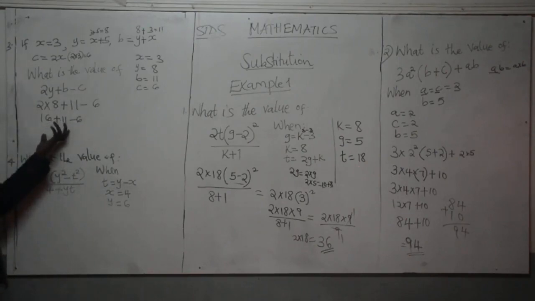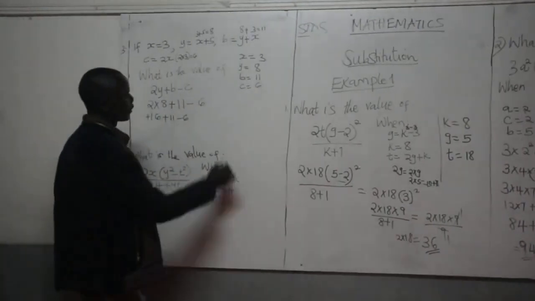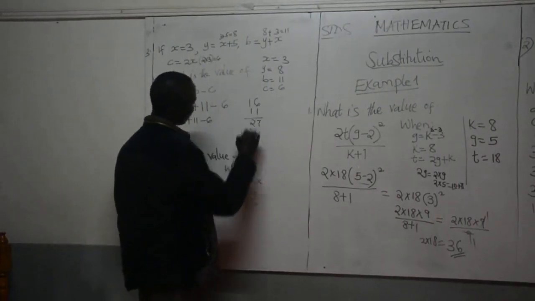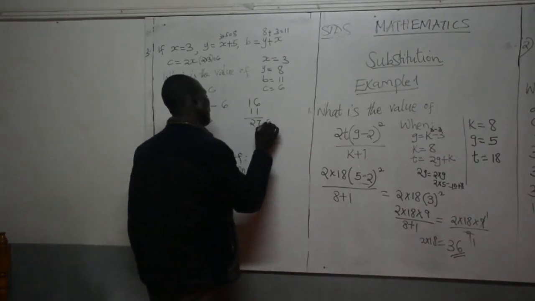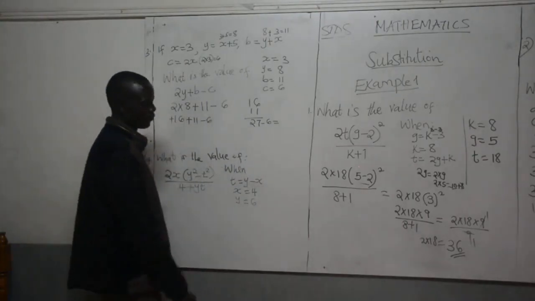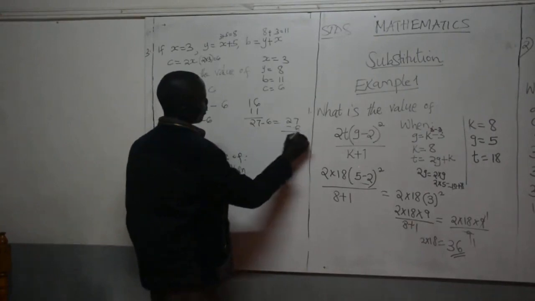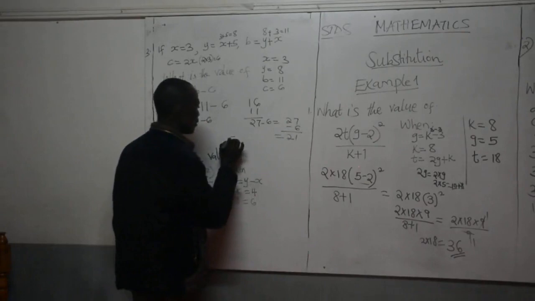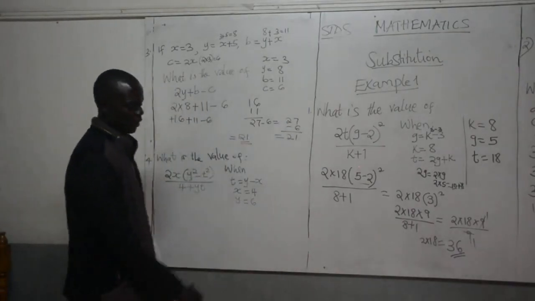So this one we use BODMAS, addition comes first. So this 16 is positive. So it's 16 plus 11. Can you add that? 16 plus 11 gives us 27. So that we have 27 minus 6. Can you subtract that? You can have 27 less 6. This is 1, then this is 2. So in this case, the correct answer is 21. Correct answer is 21.